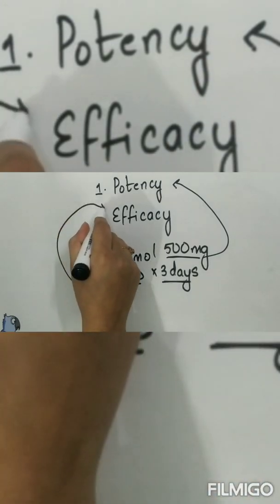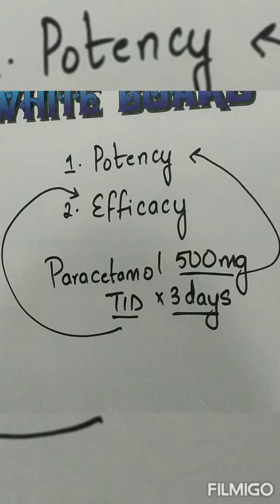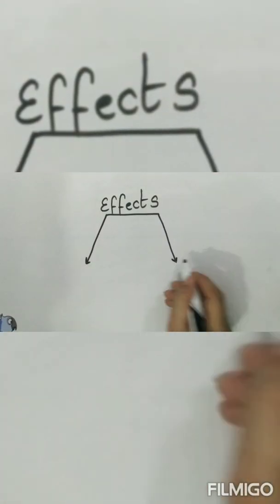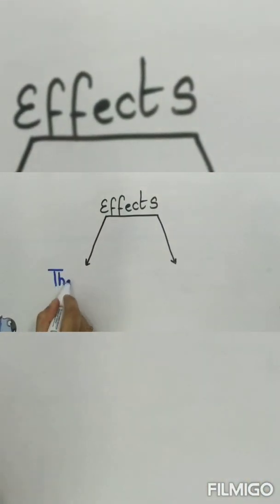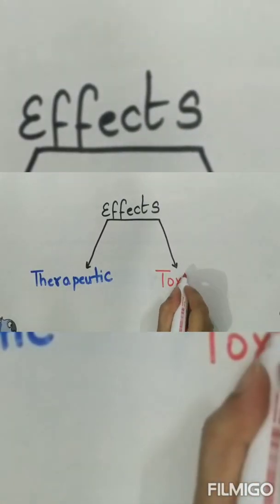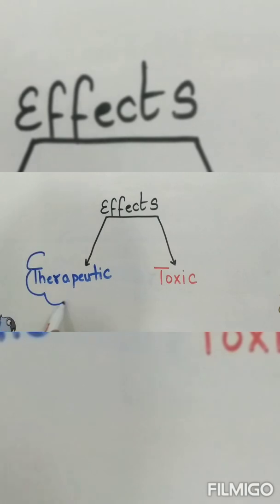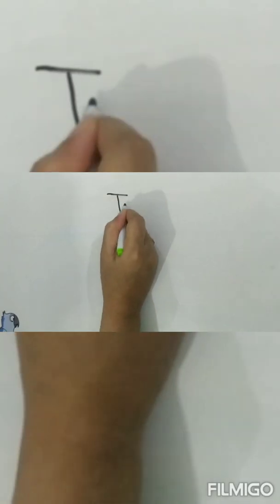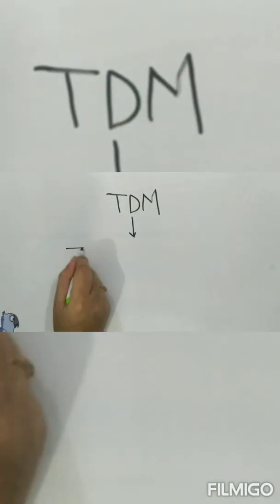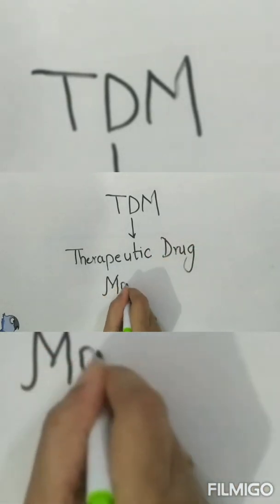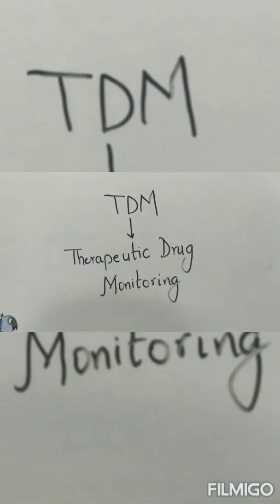This much dose is required for the potent effect, while taking it thrice a day for 3 days would actually show its effectiveness, because every time we focus on two major effects. The major effect which we always want is the therapeutic effect, from the root word therapy, while toxic effects are the undesirable effects which we obviously don't want, which in layman's language we can call side effects. These effects are minimized via a process called therapeutic drug monitoring, TDM.